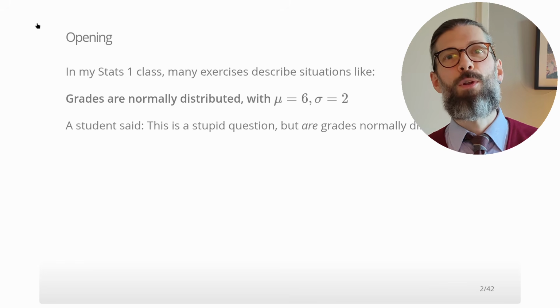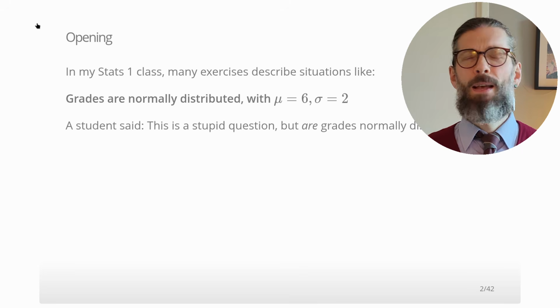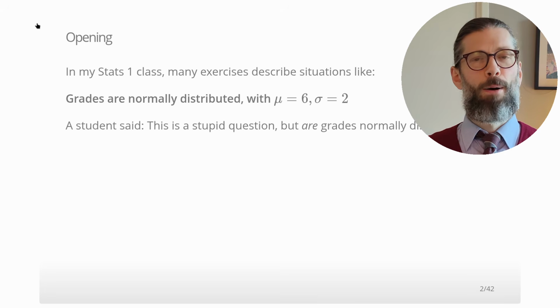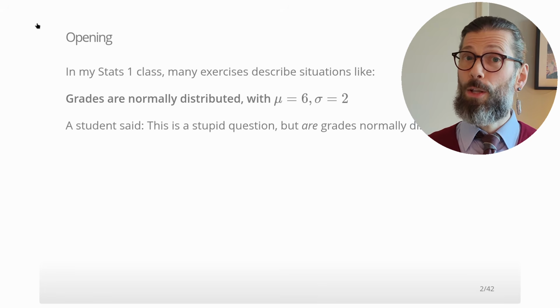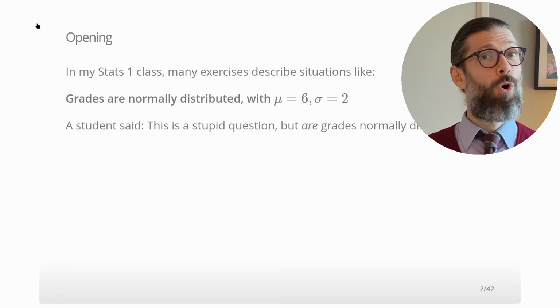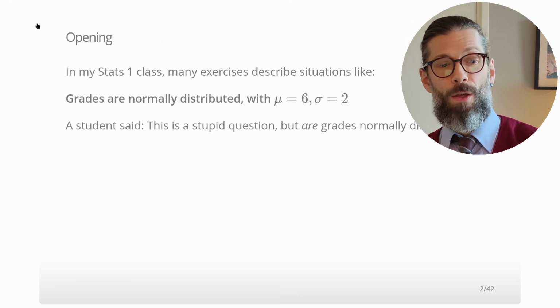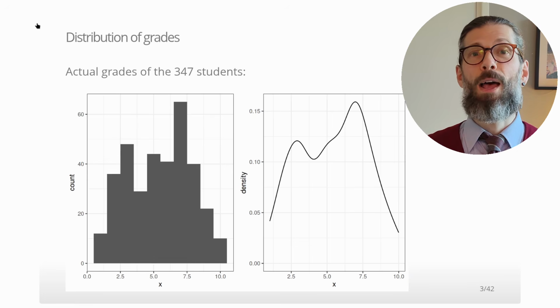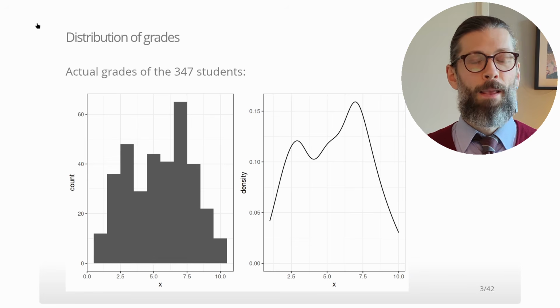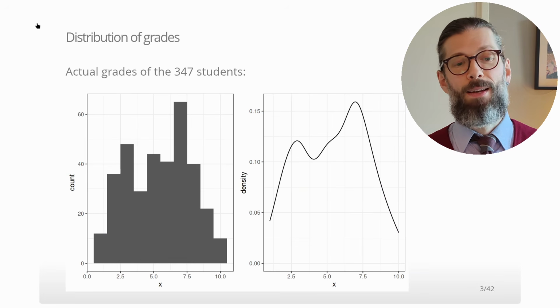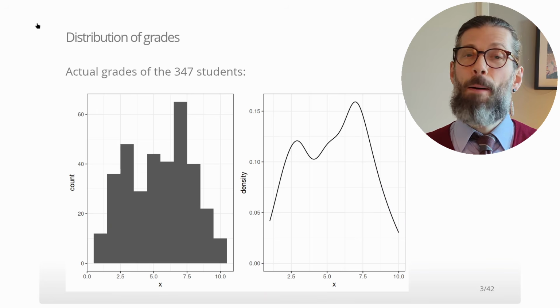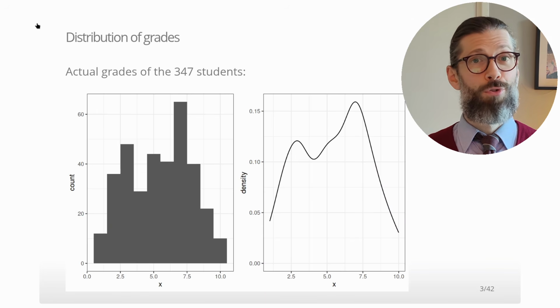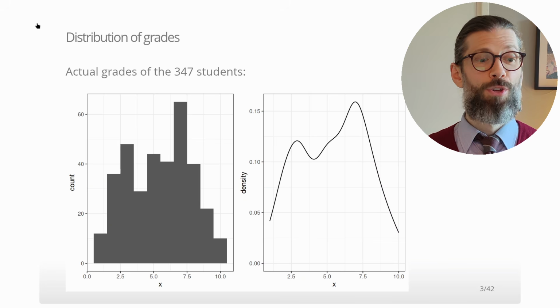And I once had a student raise their hand and say, hey, maybe this is a stupid question, but are grades actually normally distributed? So we looked at the data and it turns out they're not. So here are some grades of 347 of my students. There is a histogram on the left and a density plot on the right, and both of these plots show strong deviations from a normal distribution.